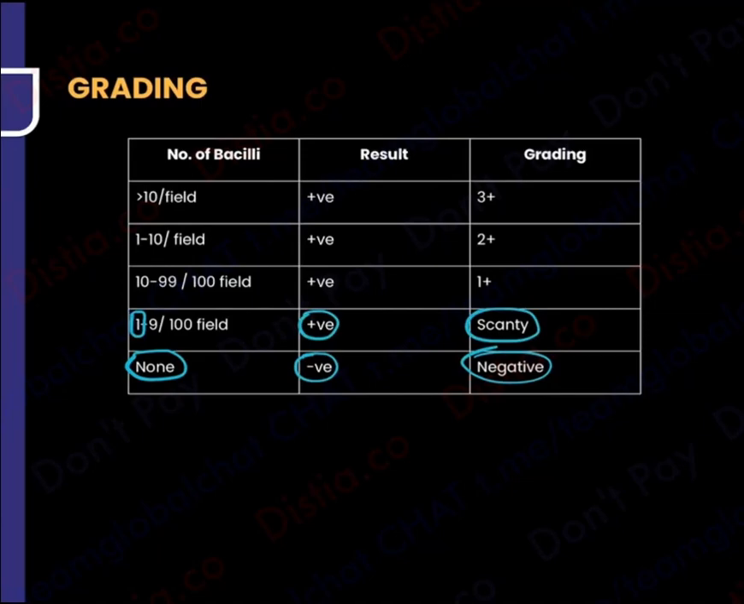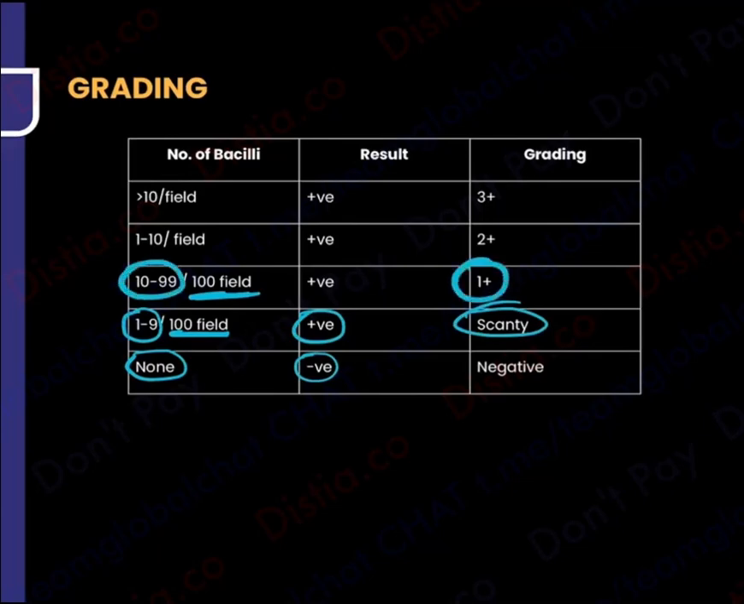Okay. Now, how many fields did I tell you have to visualize? Minimum kitna karna hota hai? 100 fields na? So first you will do 100 fields. In the first one I am getting 1 to 9 bacilli. I will say theek hai, this is scanty positive. If I say 10 to 99, that becomes 1 plus. 1 plus matlab thoda sa zyada hai. See, 1 to 9 bacteria in 100 fields, 10 to 99 bacteria in 100 fields. Now when I say 100 in 100 fields, this means it's 1 in every field that I'm seeing.